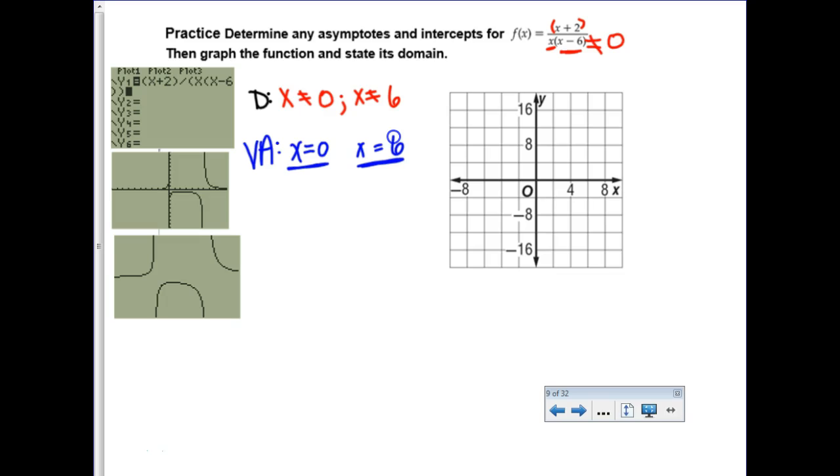Sometimes kids don't understand the difference between domain and vertical asymptotes. There is a very big difference. The main one being asymptotes are lines. And then the other issue is we're about to encounter something called a hole. A hole is also a discontinuity. So they're not always going to match up, the vertical asymptotes and the domain.